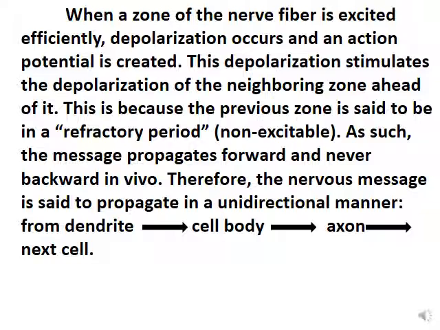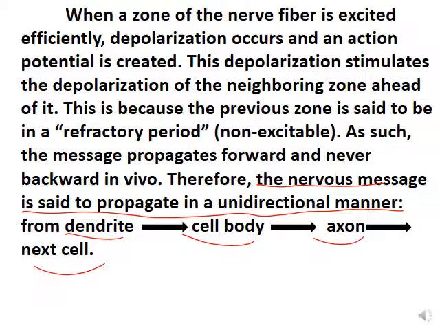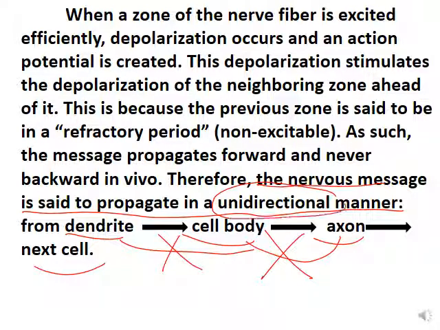So you have to know this important note that the nervous message propagates in a unidirectional manner, meaning from dendrite to the cell body to the axon to the next cell, dendrite, cell body, axon, and to the next cell, and so on. It never moves backward. So pay attention to this: the nervous message propagates in a unidirectional manner.